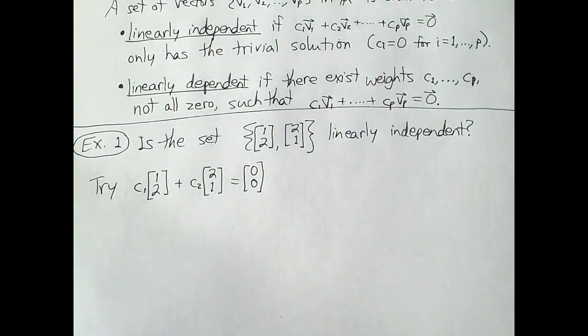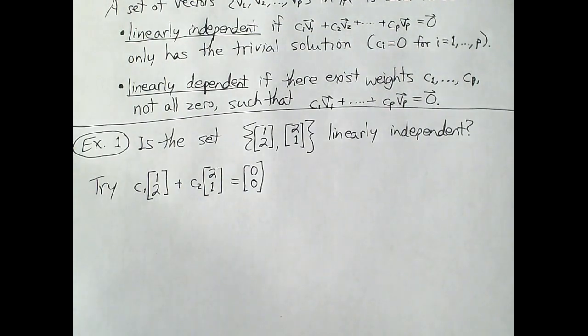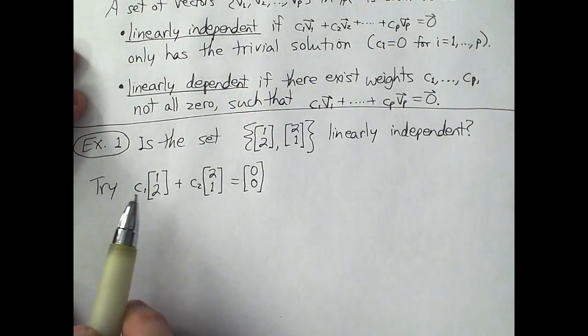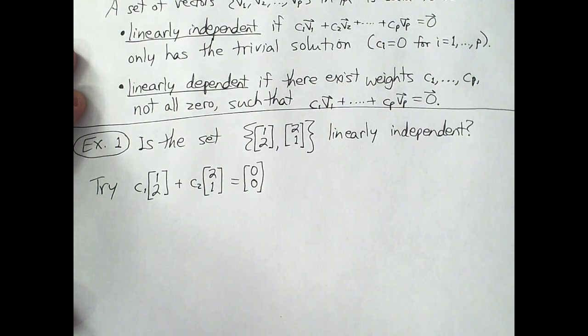I mean, other than just the trivial. You could tell that the trivial solution would work. Set C1 and C2 both equal to 0. That will always work. We want to know if there are non-zero solutions. So what can we do here? This looks like a vector equation. Scalar times vector plus scalar times vector equals 0.